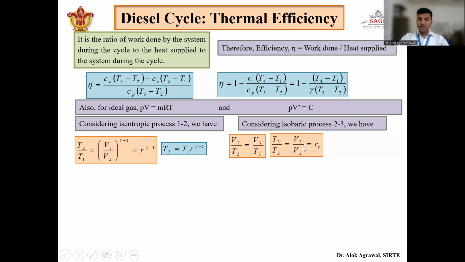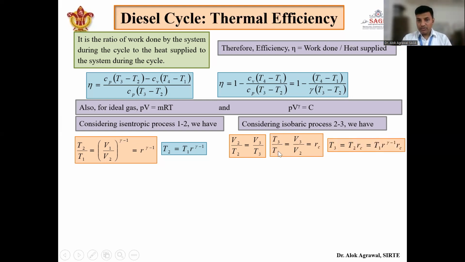Cutoff ratio means it is the volume covered by the piston after the injection starts and before the injection ends. It is the duration of the injection process, when the fuel injector injects fuel inside the combustion chamber. V2 is the volume when it is started and V3 is the volume when the injection process stops. So this is called cutoff ratio. We cut off the injection process.